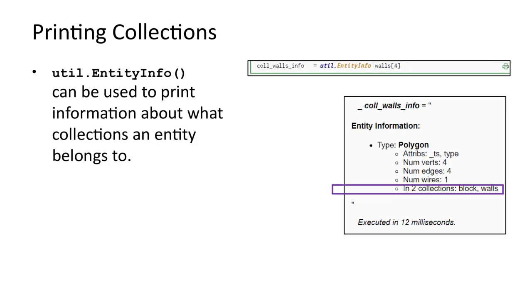The same function can also be used to print information about objects. This will allow you to see which collection an object belongs to. In the example, we are printing the information on one of the walls. We can see that the wall belongs to 2 collections, block and walls.